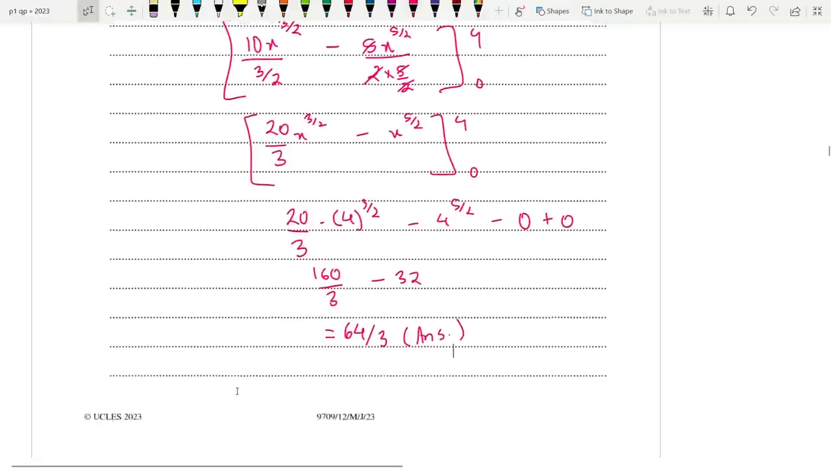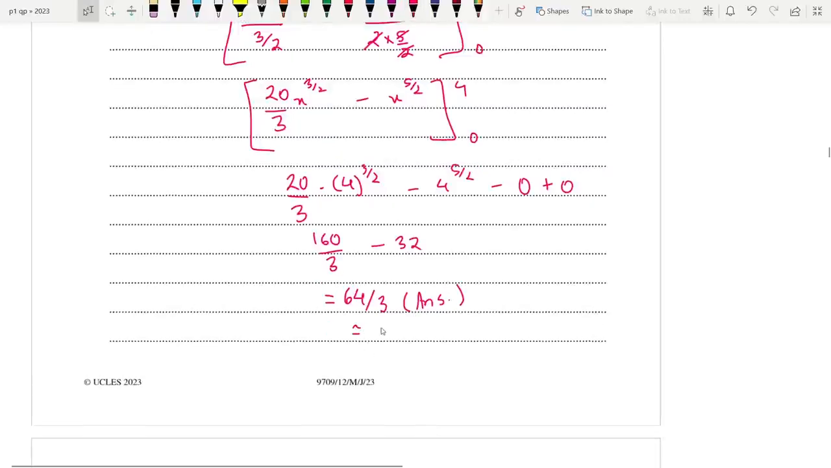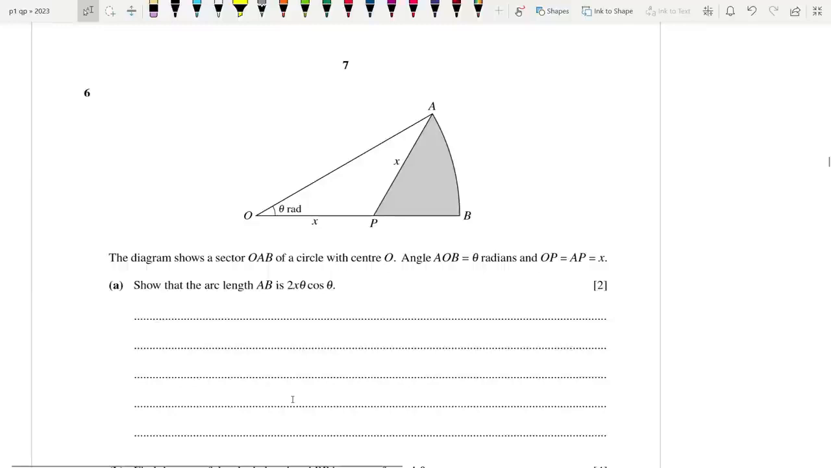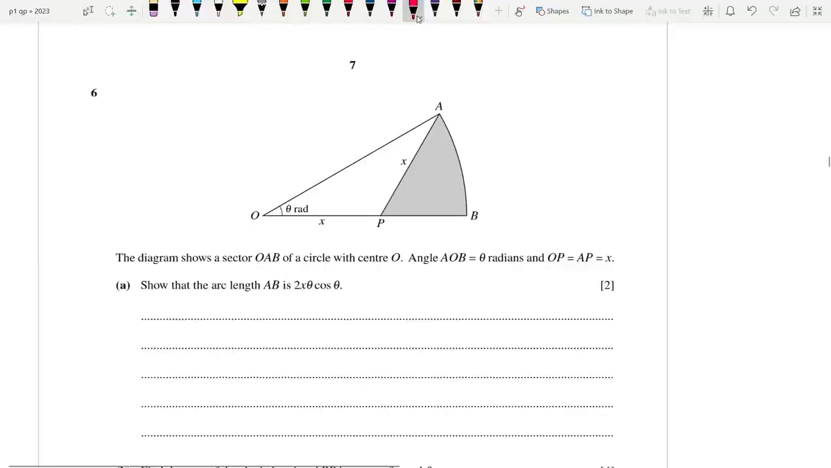This is my answer, 64 by 3, or you could write it as 21 whole 1 by 3. Anything works. Number 6. Okay, so for number 6, show the arc length AB is 2x theta cos theta.